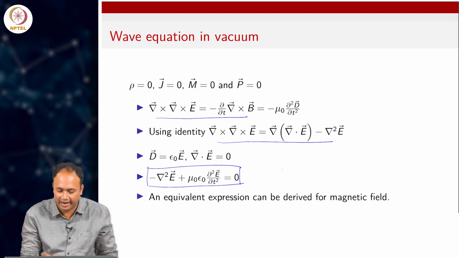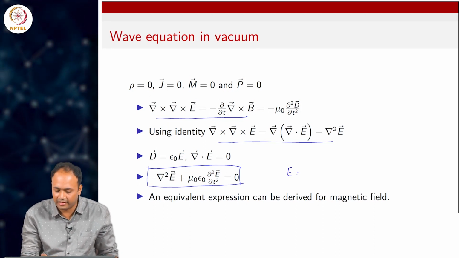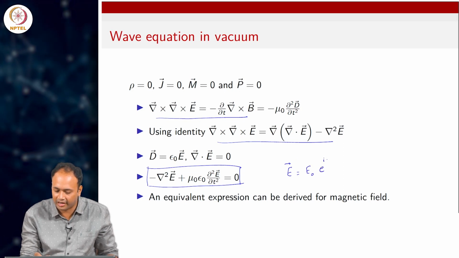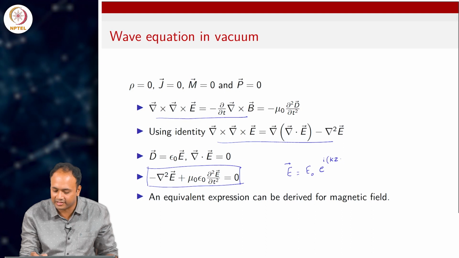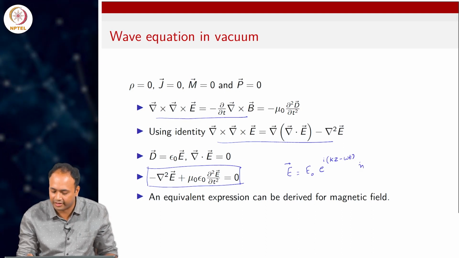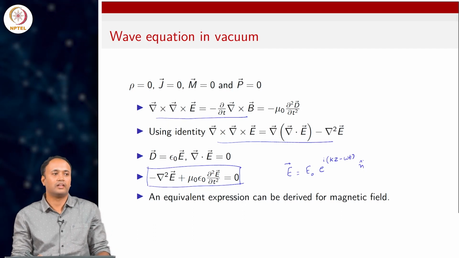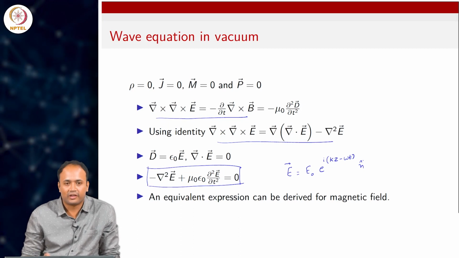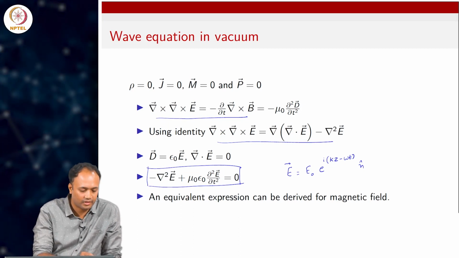the solution to this usually has the form E is some E naught exponential i, let's say it's propagating in the z direction, (kz minus omega t) with some polarization vector n cap, right. This is the solution to this equation. An equivalent expression can also be derived for the magnetic field.